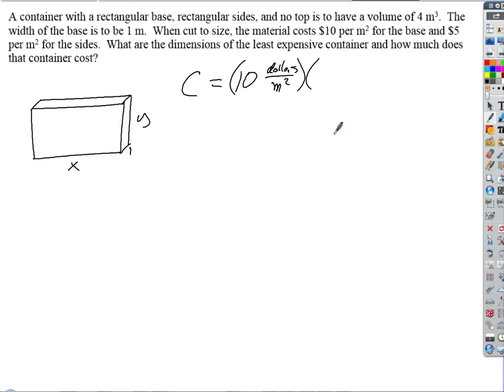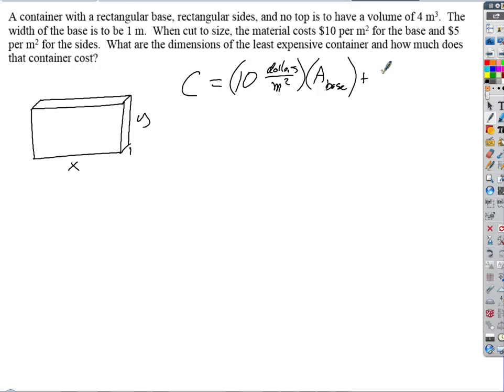Times the area of the base, right? Does that make sense? Because we've got an area times a cost per unit area, which is going to give us a cost, isn't it? The units of the base are going to be square meters, and so the units would cancel and I just get dollars, right? What about the other part? Well, that's going to be the sides.